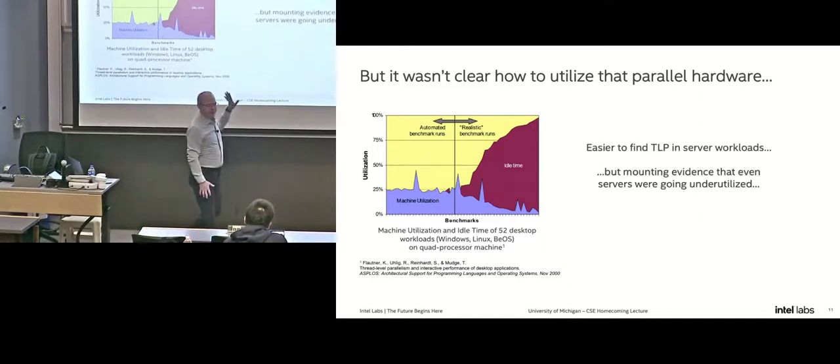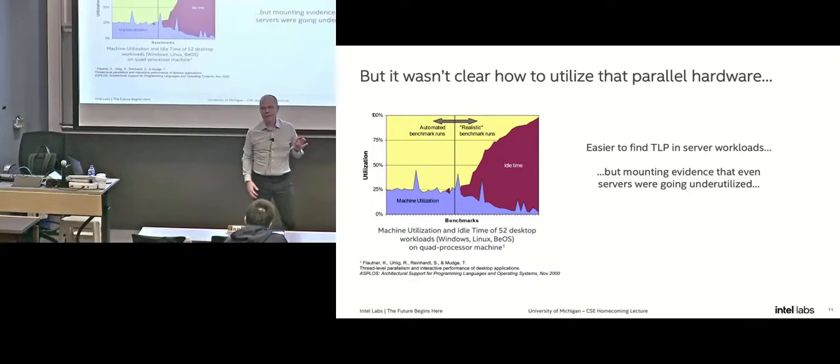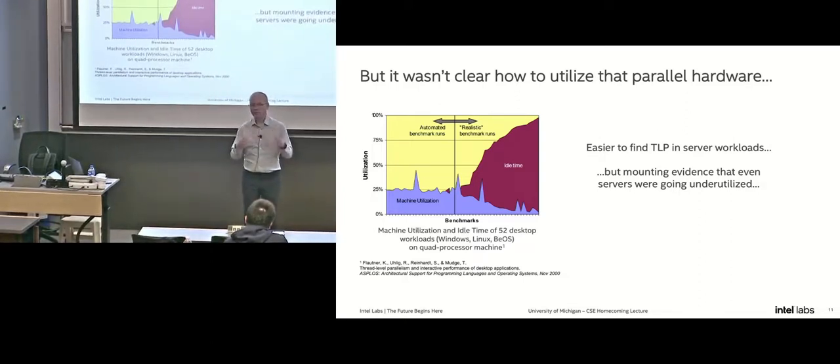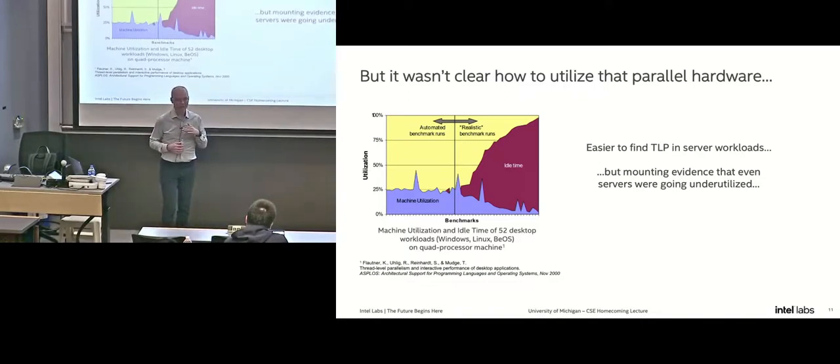Now, these are client examples. It turns out that the same problem was happening in servers. I don't have a graph to show you for that, but I can tell you that at this time in Intel, there was a lot of concern that we couldn't motivate the purchase of ever more capable servers because we didn't know how to utilize them. In fact, there was a sell down happening. The sweet spot for us was a four processor, four socket server, and people were increasingly not buying those.